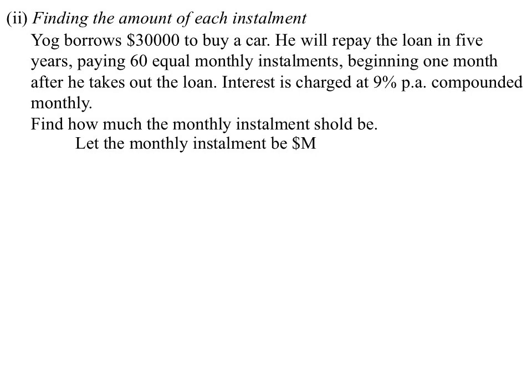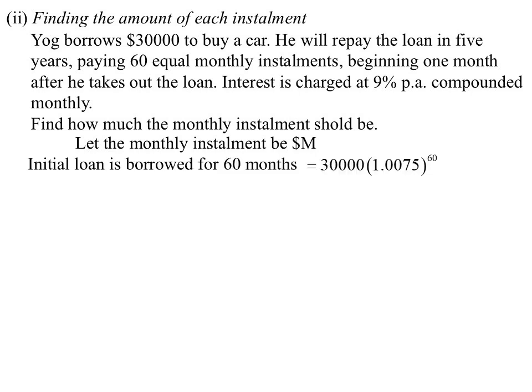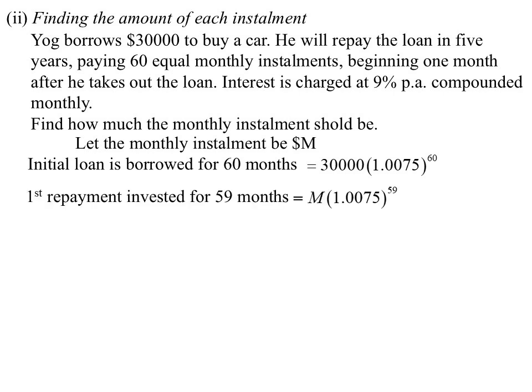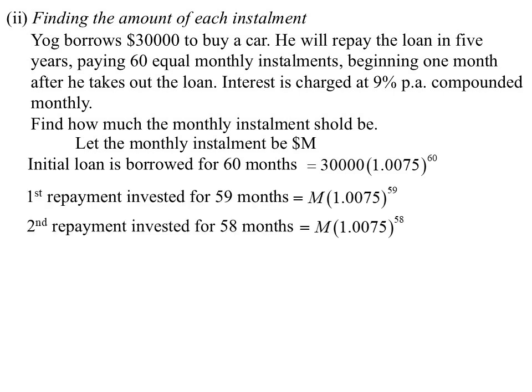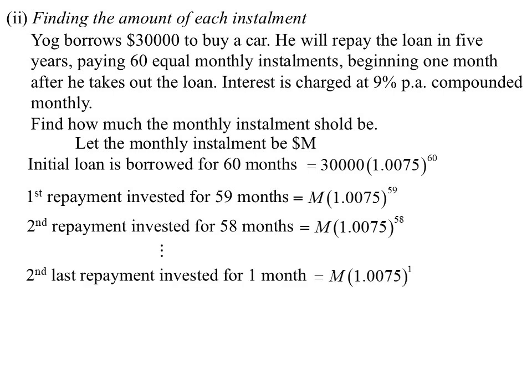Monthly instalment is going to be $M. Now that initial loan is borrowed for 60 months. So the bank is investing in you, they're giving you $30,000 and letting you have it for 60 months. Then I'm going to give some money to the bank and let them have it for, well, the first one they can have it for 59 months, the next one 58 months, and so on, until I give them the last one. And they go, here you go, we're done.